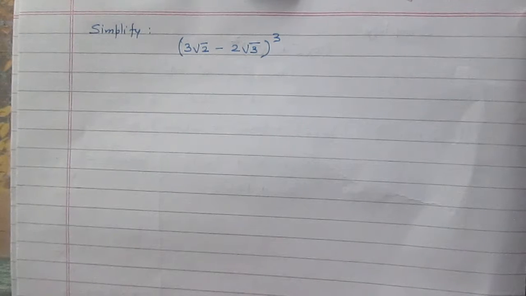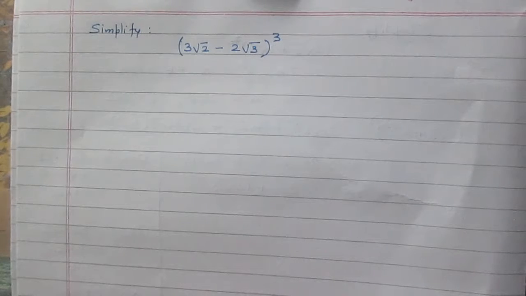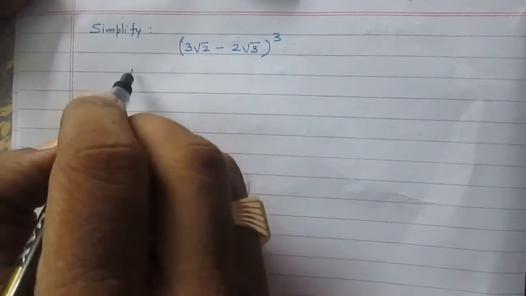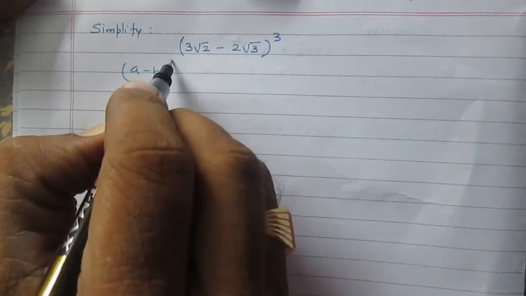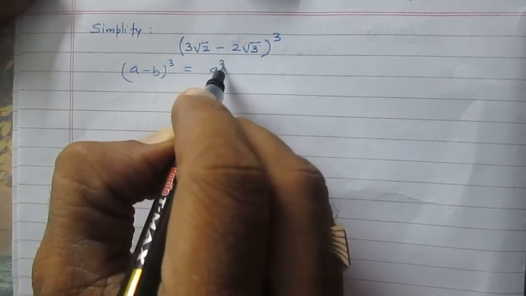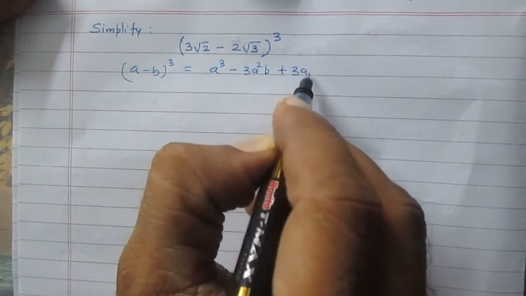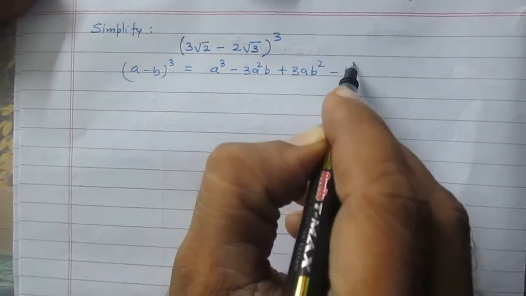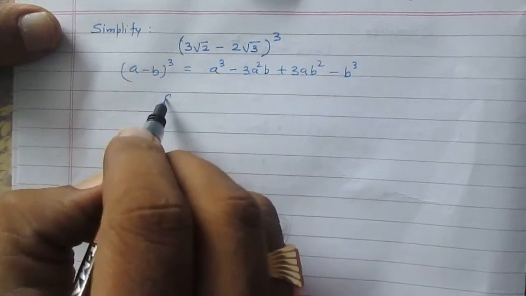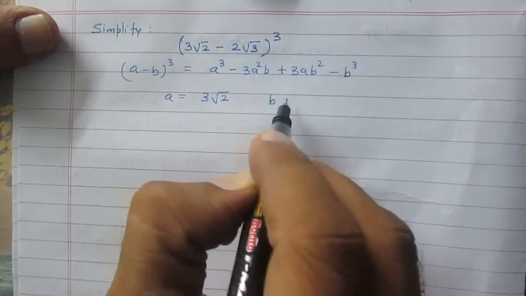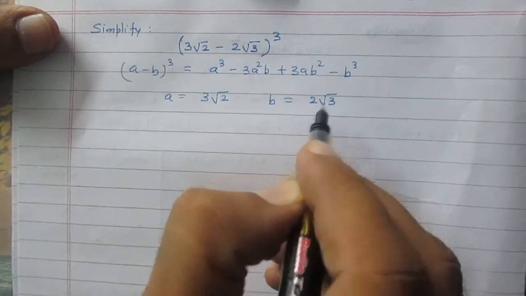Simplify (3√2 − 2√3)³. We can apply an identity here, that is (a − b)³ is equal to a³ − 3a²b + 3ab² − b³. Assuming a is equal to 3 times √2 and b as 2 times √3.